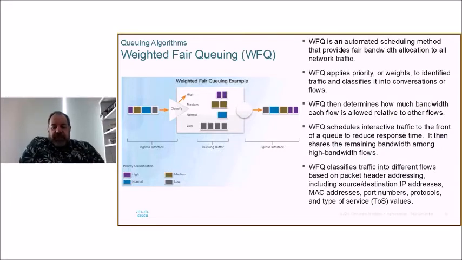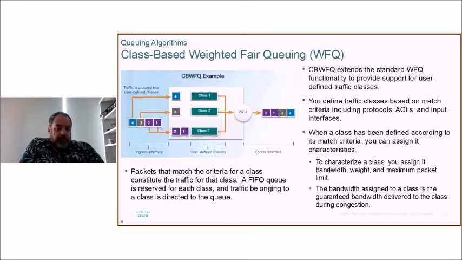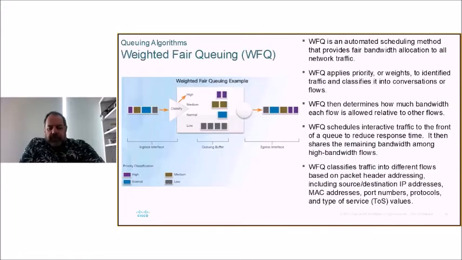WFQ classifies traffic into different flows based on packet header addressing, including source and destination IP addresses, MAC addresses, port numbers, protocols, and type of service values. So of course, TOS is in the IP header. Now, did I miss anything?